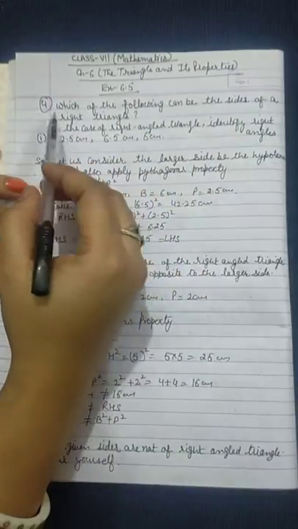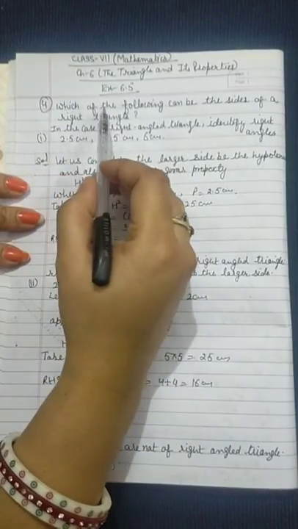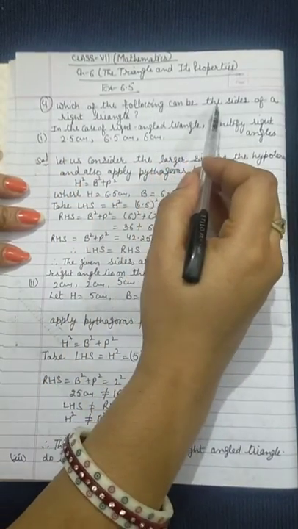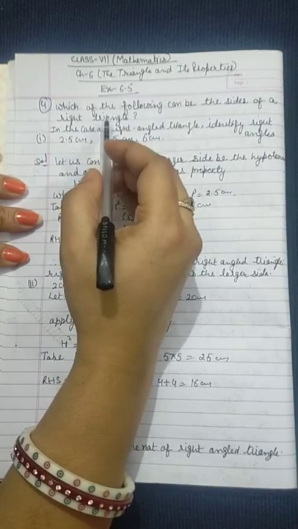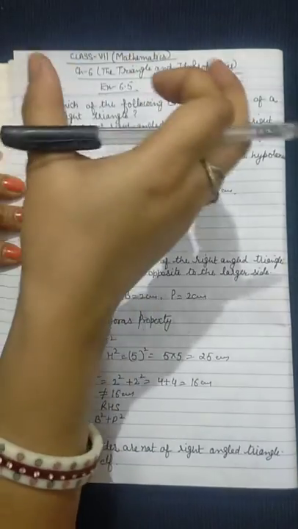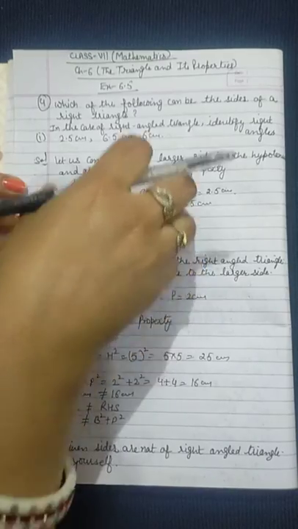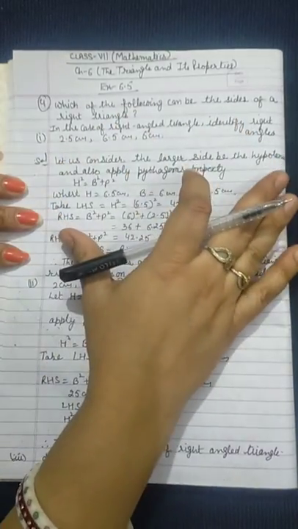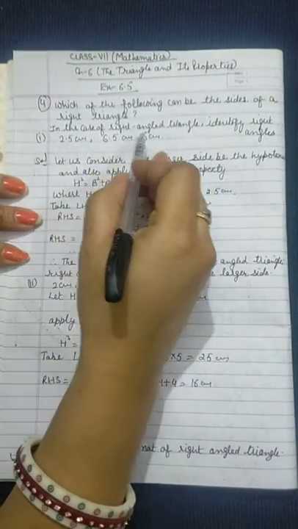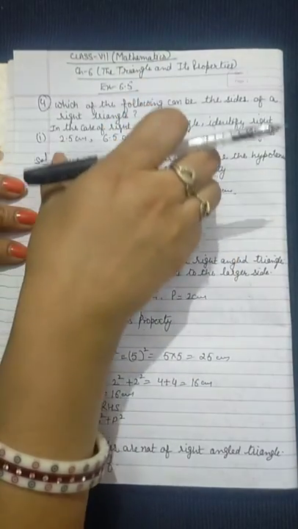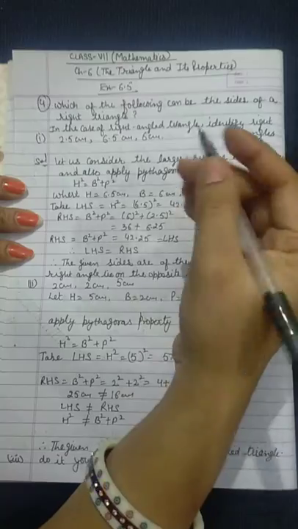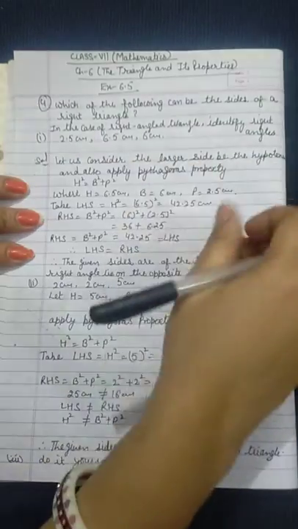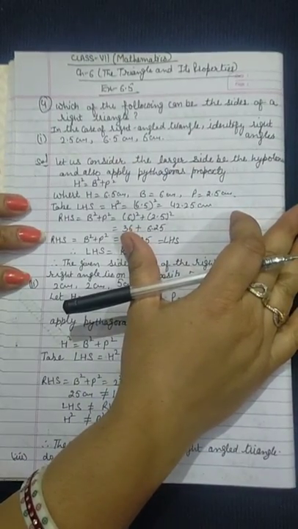Now here, question number 4 is: which of the following can be the sides of a right triangle? We will check whether the given sides are forming a right triangle or not. And if they are forming a right triangle, then we identify the right angle, that is, which one is the right angle. So let's start.